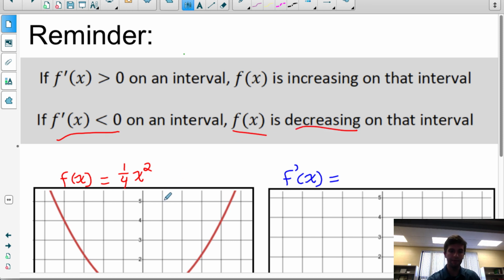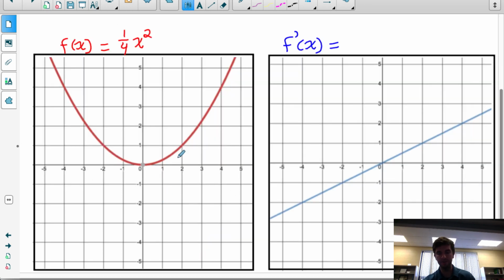I've given you a graphical representation of this below that I'll try and explain, just to help you remember this, because we need to fully understand how the derivative tells us if the original function is increasing or decreasing in order to understand what the first derivative test is actually doing. So here I've given you two graphs. I've given you f of x equals a quarter x squared, and I've also given you the graph of its derivative, which if we use the power rule, we'd figure out is a half x. So we have f of x and we have f prime of x.